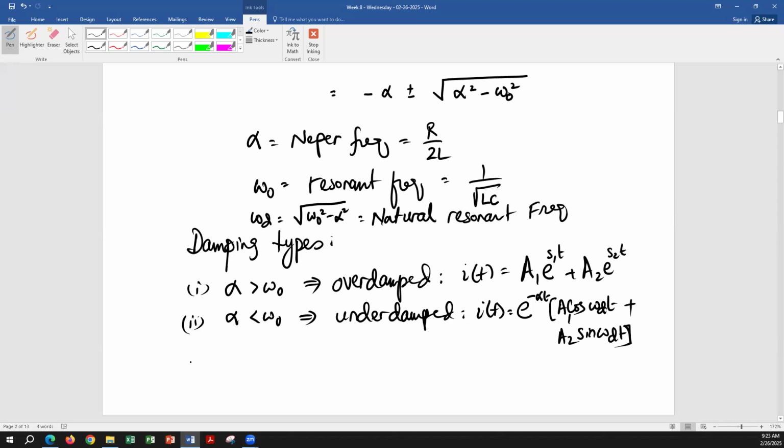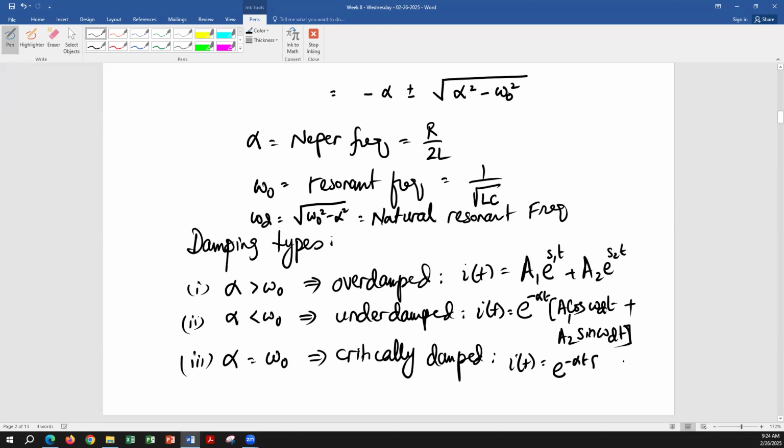And finally is the critically damped circuit, when alpha and omega naught are equal. Of course, the response is e to the power negative alpha t times (a1 plus a2 t), or a1 t plus a2, whatever you want to write. So these will be a generic response type.